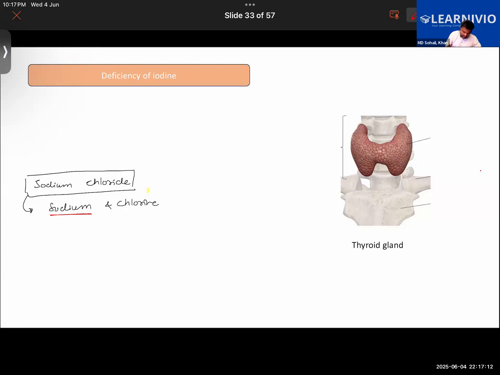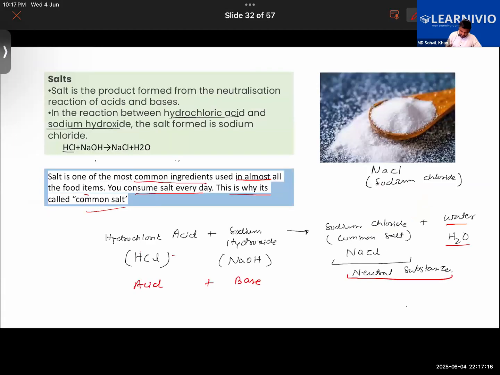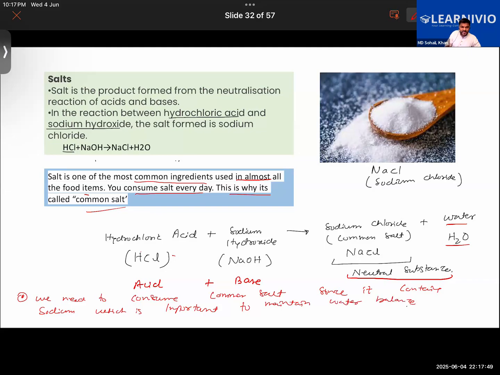So let me address that question over here: we need to consume common salt since it contains sodium, which is important to maintain water balance. And other than this, it also helps in regulating the blood pressure. So, to maintain water balance and blood pressure in our body.